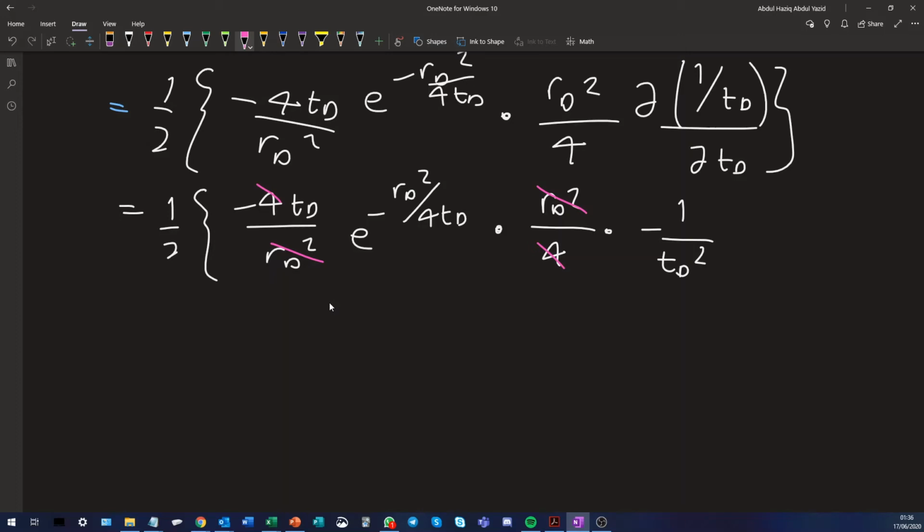Okay, and let's see here. So we have a t sub d squared over here, and we have a t sub d over here. So we'll end up with some factor of t sub d in the bottom. So this is what we're left with. So we still have the negative there. So we have a negative 1 over 2 t sub d, e to the negative r sub d squared over 4 t sub d.